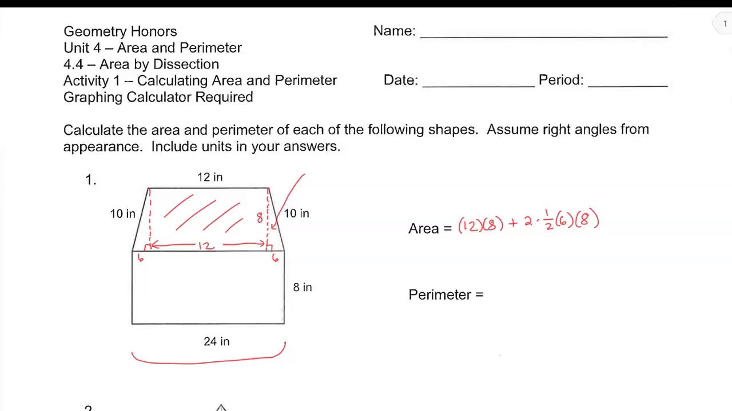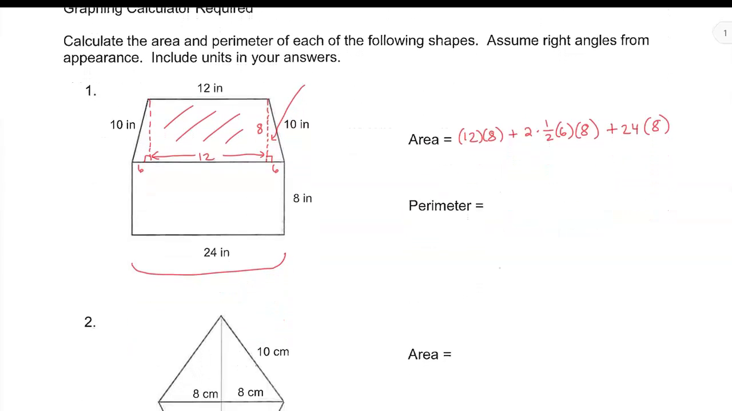Then I need to add the area of the rectangle on the bottom, which is base times height. So that's 24 times 8. When you set this up in one long line, I want you to use your calculator and enter it straight in all the way across. When you are done, you should get 336. There are units on the diagram, so we should report our answer with units. And area is a square unit, so write your answer with inches squared.